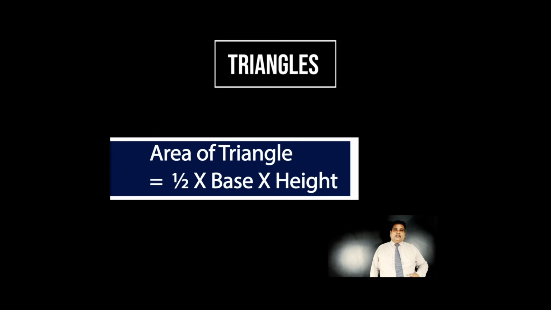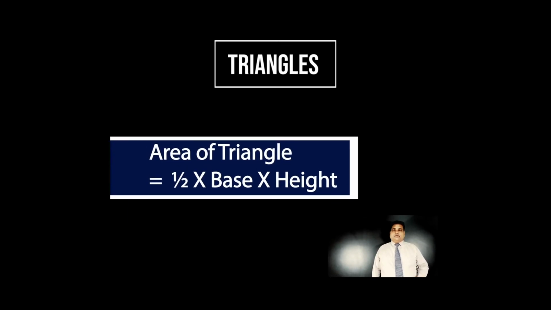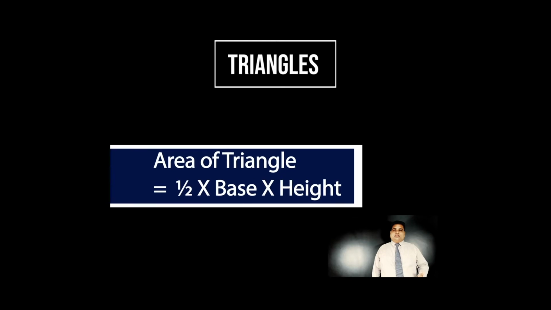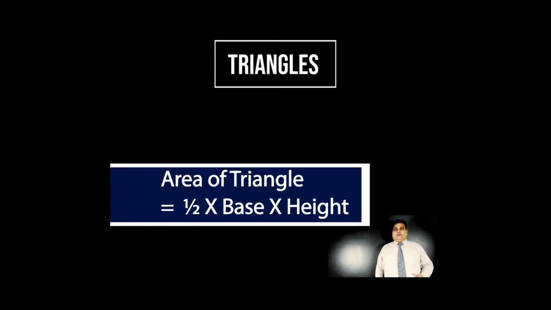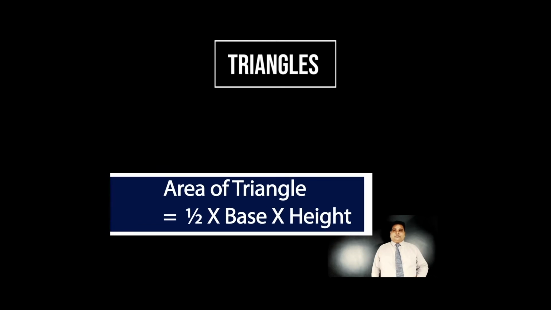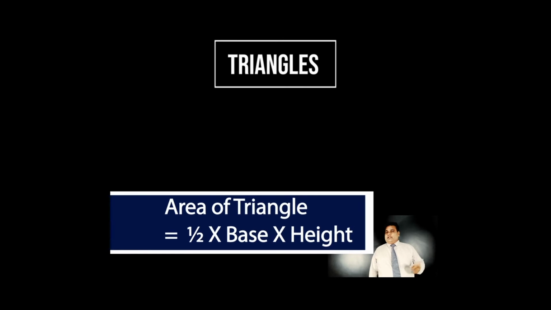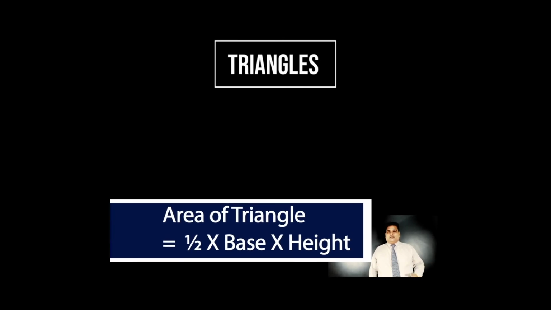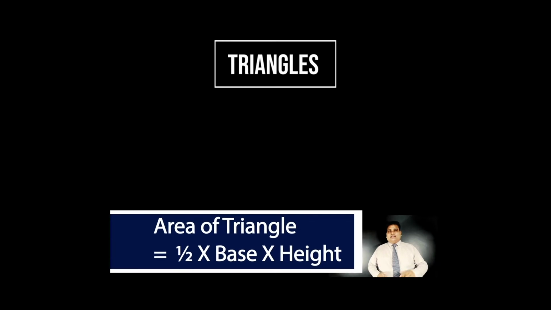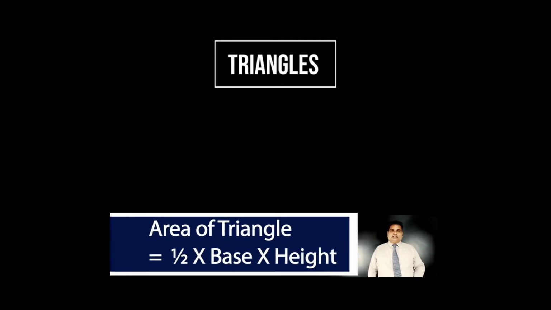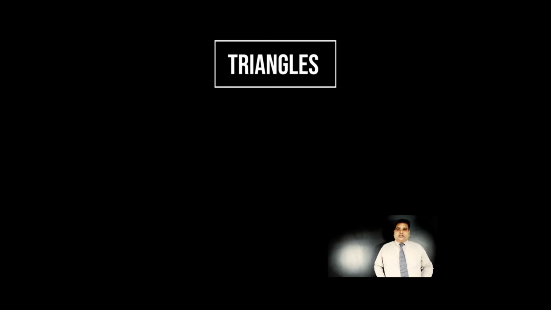You can use this formula in any triangle, but two ingredients are important: height and base. If both height and base are given, then definitely we can use the formula and find the area of the triangle. So the area of a triangle is half into base into height. Again I want to reiterate, what is the height of a triangle? Height is basically the perpendicular distance from the vertex to the base. Height can be inside the triangle or it can be outside the triangle.